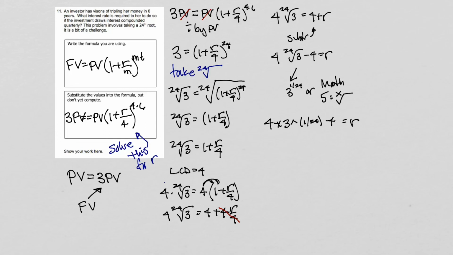And when I did that, I came out with 0.1874, and I want that as a percent. So this is going to be 18.74%. So in order to triple our money in 6 years, compounded quarterly, we'd have to find an investment that pays 18.74%.